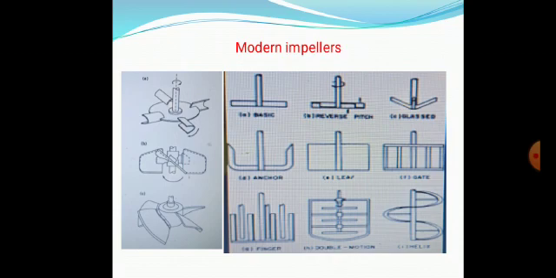On the right hand side of the image, you can see again there are different basic types: the pitch type, leaf type, anchor type. Anchor type is something like what is used in ships, to anchor a ship in a particular place. In the same way, we call it the anchor type. So different shapes of impellers are available. We call them modern impellers, and they are all made for a specific purpose of the fermentation.